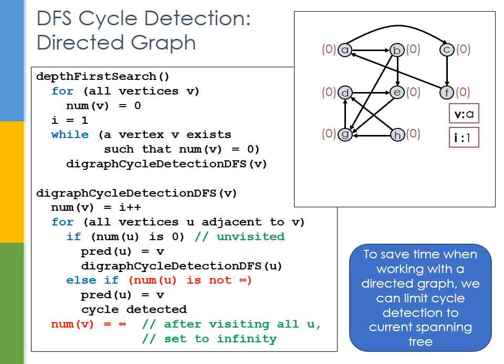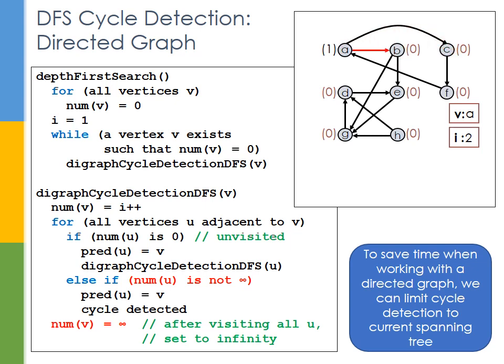We then need to select a vertex. So again, we're going to start with vertex A at this point, and then we call our recursive function on vertex A. So this means we have to first of all update the count for vertex A. We update it to i's current value, which is 1, and we increment i's value to 2. So now we need to consider the vertices that are adjacent to A. These vertices are vertex B and vertex C at this point.